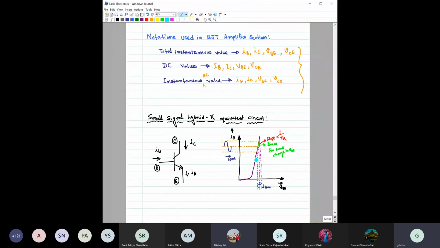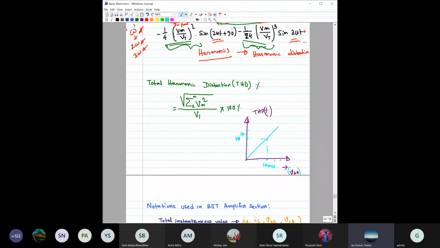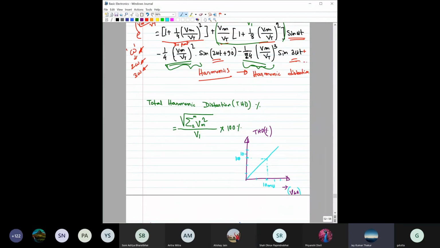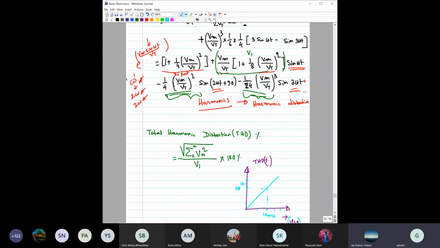Sir, how is the graph of THD versus VBE linear? How has this portion become linear? Okay, if you have calculated the total part and added this thing, then you will get a linear curve only actually. Now your question is why it is a linear curve. Then you have to first add all these things, then compare it with this V1. And what is V1? V1 is related with this Vm.